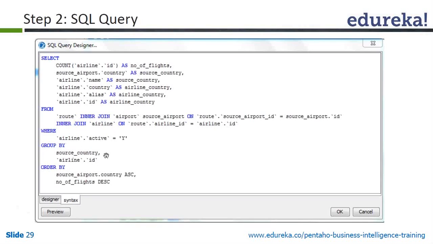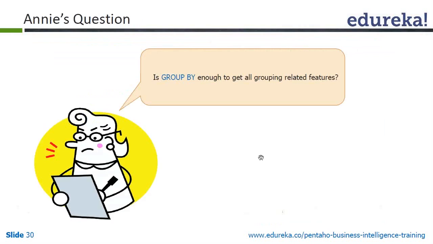In the group by, it is based on source country because we want to aggregate the data or classify the data based on country and airline ID. So there can be multiple airlines from the same port, but we don't want them to appear multiple times. So to remove that duplicacy, we have added airline ID as well in the group by. In the order by, again, this is country in ascending order. So obviously first is Afghanistan. Number of flights in descending order. So we still have number of flights retained.